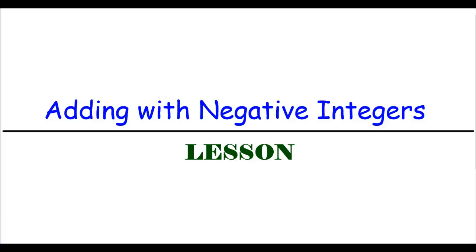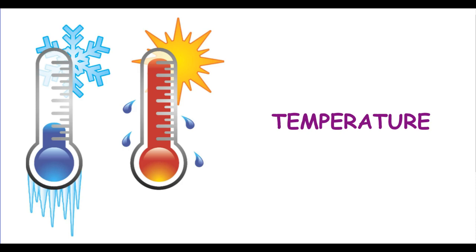So this video lesson is all about adding with negative integers. And just like the absolute value video lesson and the one where we introduce negative numbers, we're going to start by talking about the idea of temperature, because temperature is one thing that we're all familiar with, and it gives us a great insight into how positive and negative numbers work.